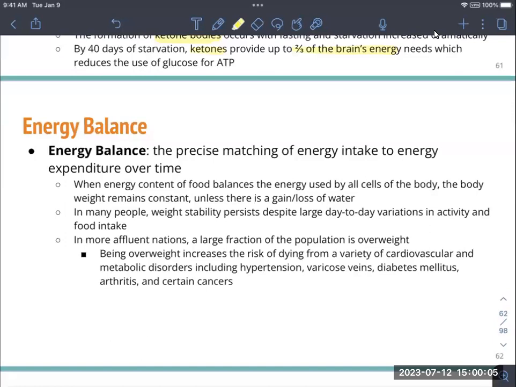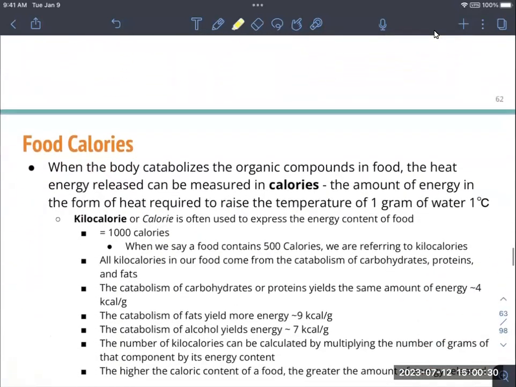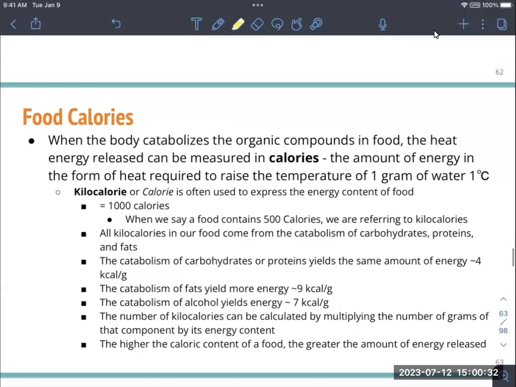But in most affluent nations, a very large fraction of the population is overweight. Being overweight increases the risk of dying from a variety of cardiovascular and metabolic disorders: hypertension, varicose veins, diabetes, arthritis, cancers. These are more common in the overweight population. So, calories.